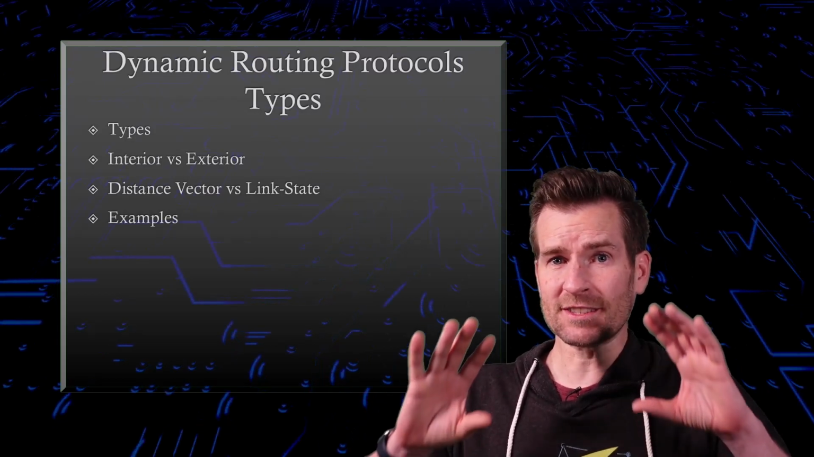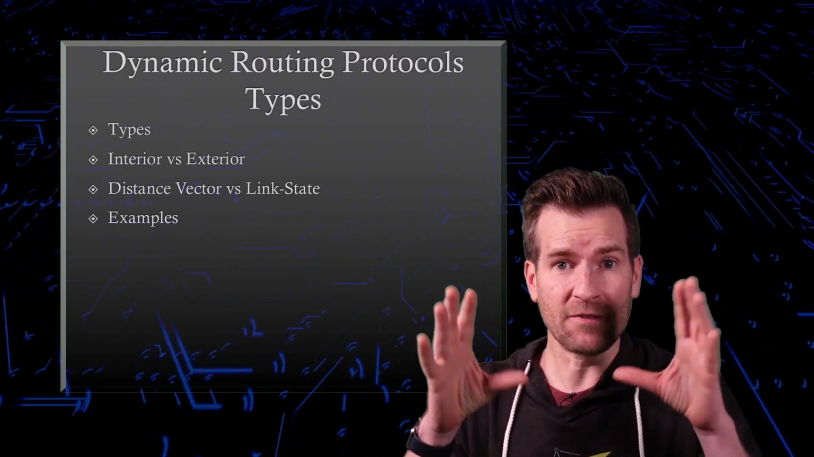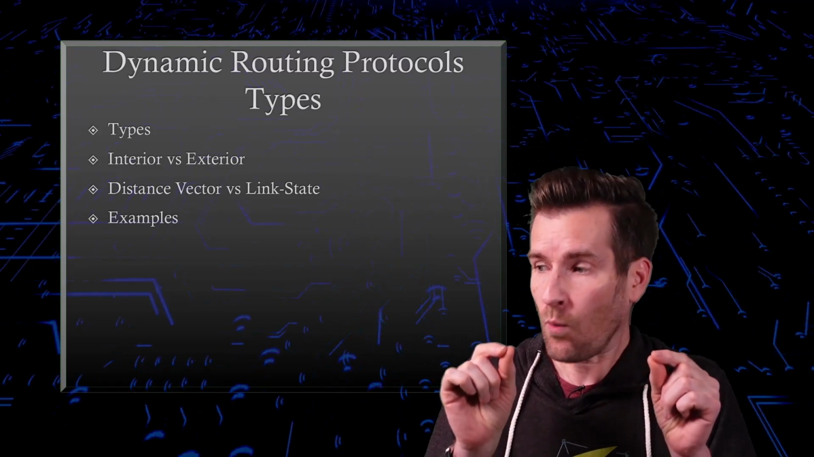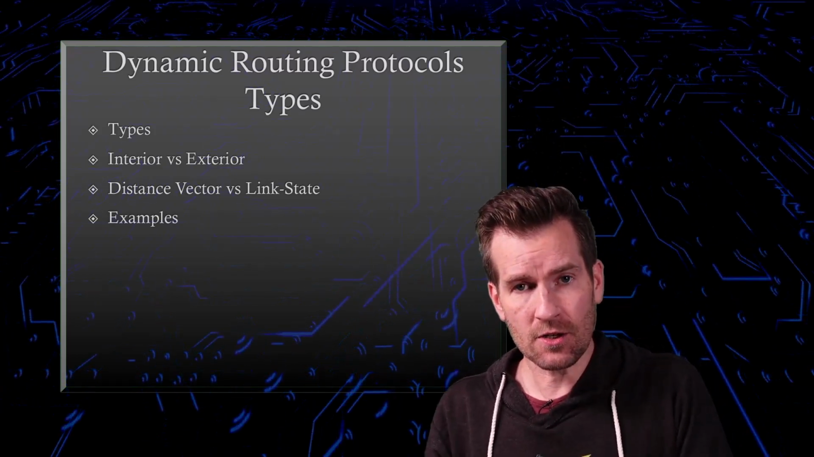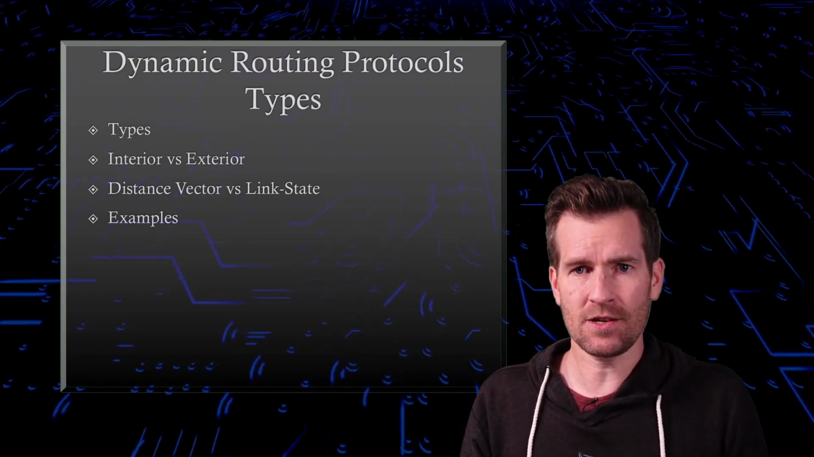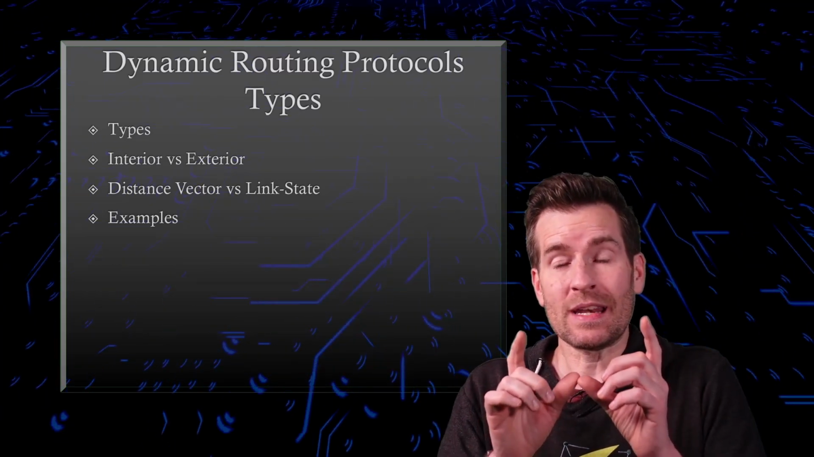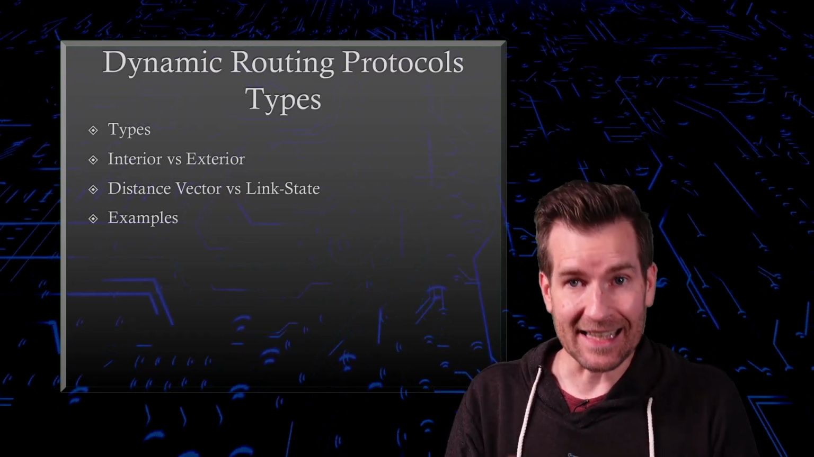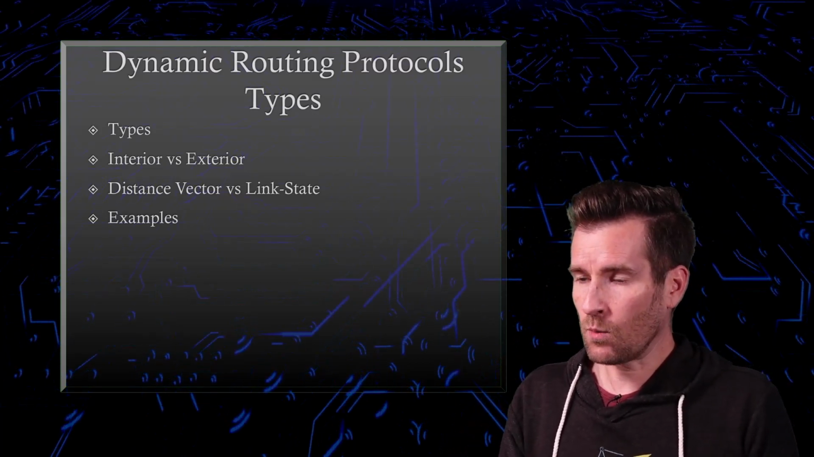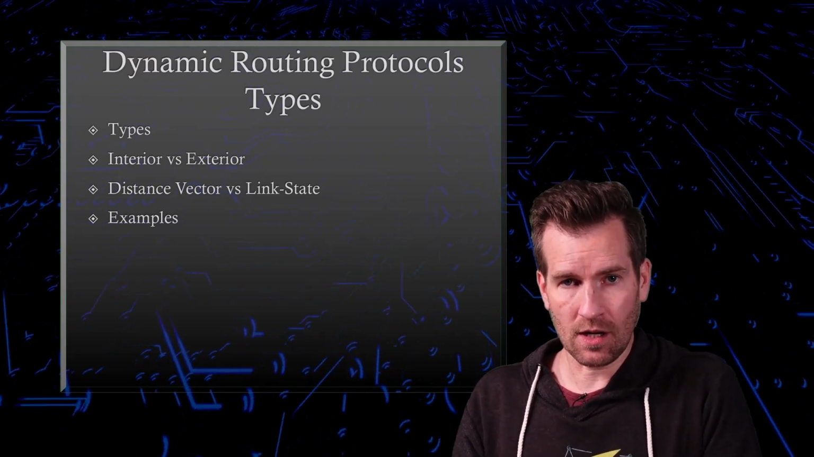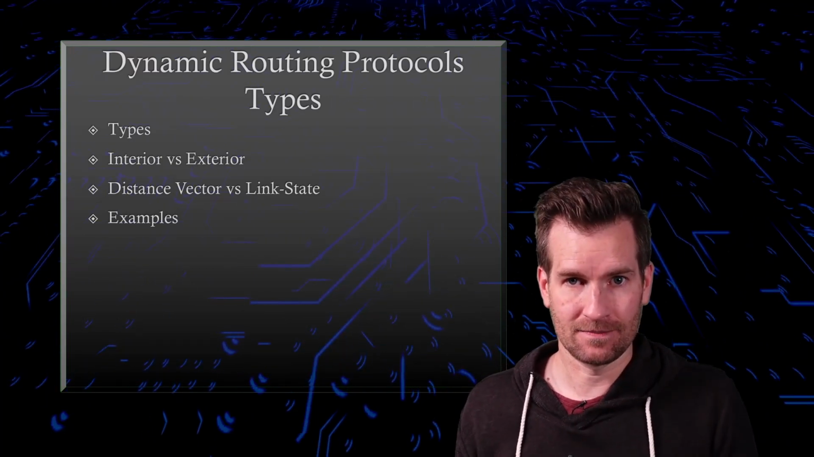In this video, we'll start out by talking about all the different types from a high level. Then we'll dig in and talk about what is the difference between an interior gateway protocol and an exterior gateway protocol. Then we'll get into what the difference is between a distance vector and a link state vector. And then finally, we'll wrap things up with a few examples of routing protocols and how they differ.